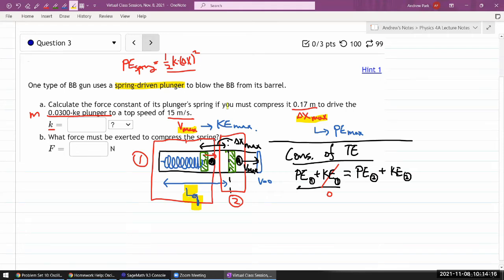And that corresponds to when the plunger has the top speed. You have to think through, after that point, the plunger is going to get pulled back by the spring, so it'll slow down. So once you work all that out, then we can say, at this snapshot, the displacement of the spring is zero. So it has zero potential energy. So we get a very simple equation.